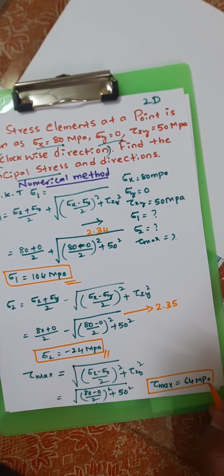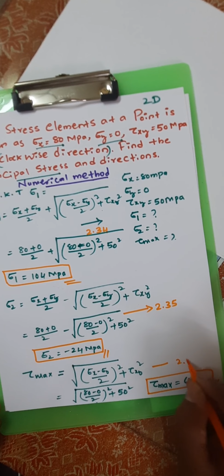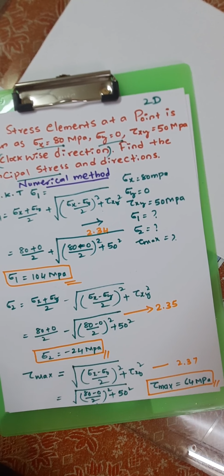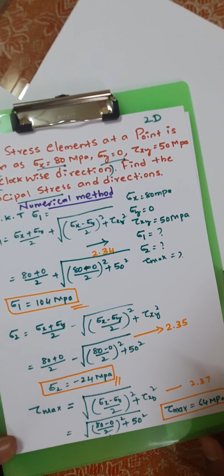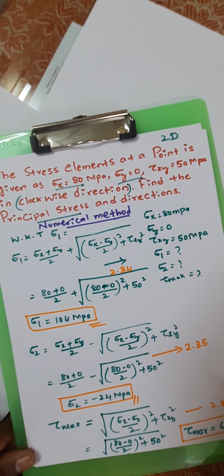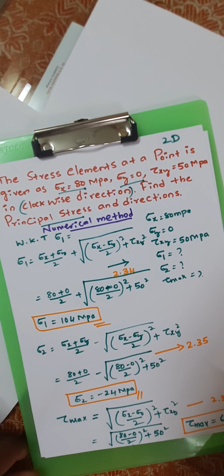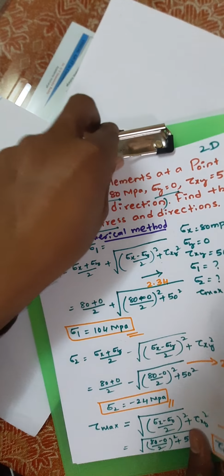Then what we need to find out? We need to find the angle. This is in the design data handbook, 2.37. Now we need to find the angle at which the maximum shear stress will act, or the angle at which the maximum principal stresses will act. Here we need to find that out.